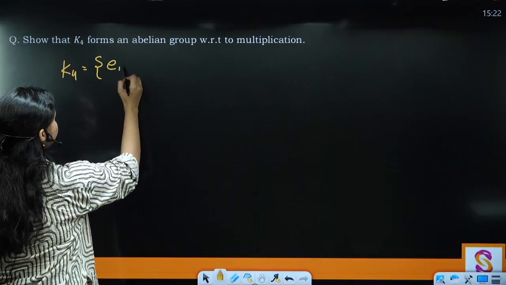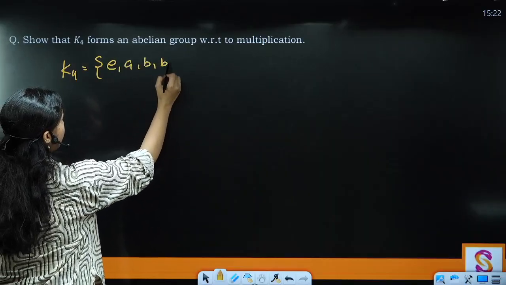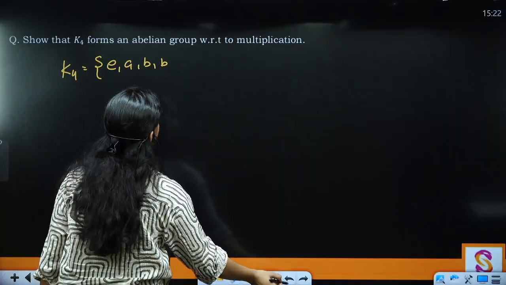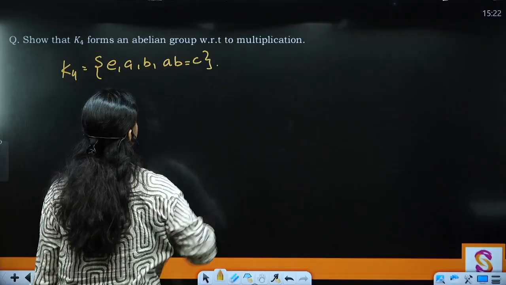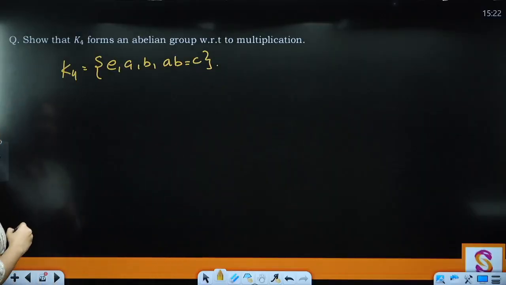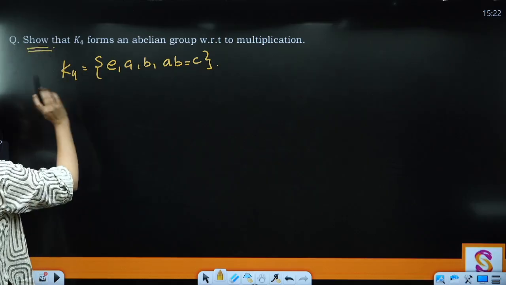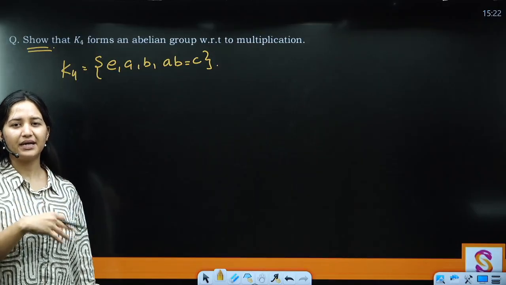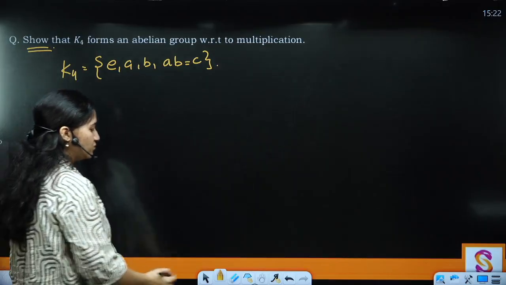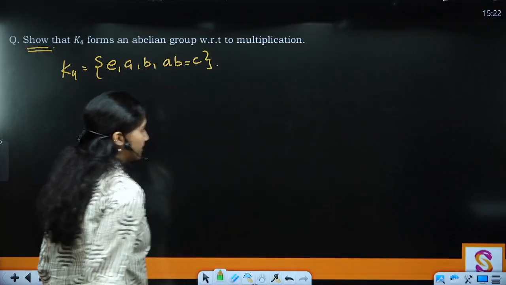K4 was E, A and B. It was known as your E as well, right? Now we have to show that, right? So that means it is abelian. Anyway, by property we do know that K4 is an abelian group, but how do we prove it? We will prove it by using the theorem that we have just studied.